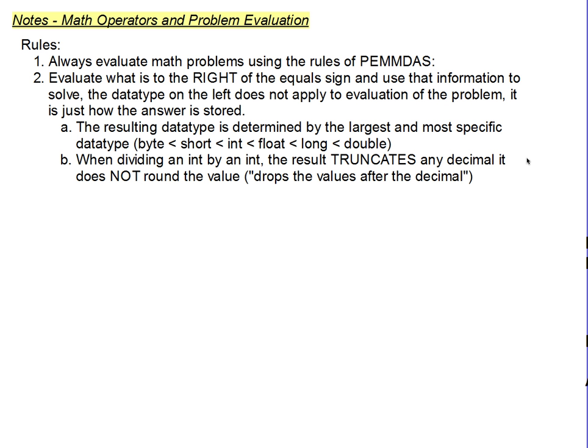And when you're dividing an int by an int, the result is actually going to truncate, which is the same as saying that it's going to drop the value after the decimal. You do not round the value. So if I were to divide something and end up with a 0.4, that 0.4 gets dropped. It will not get rounded down. If it would be 0.999 after the decimal, that gets dropped and you would just get the whole number value back.